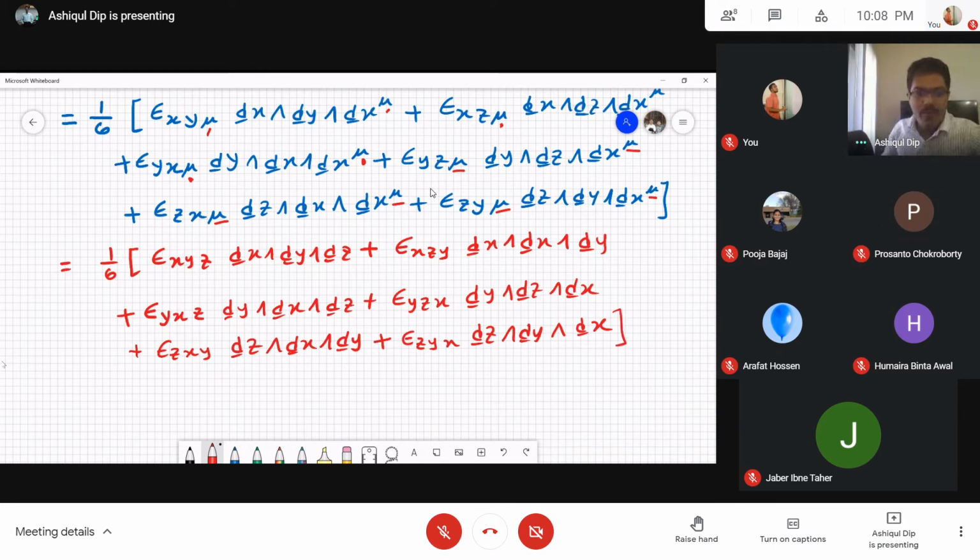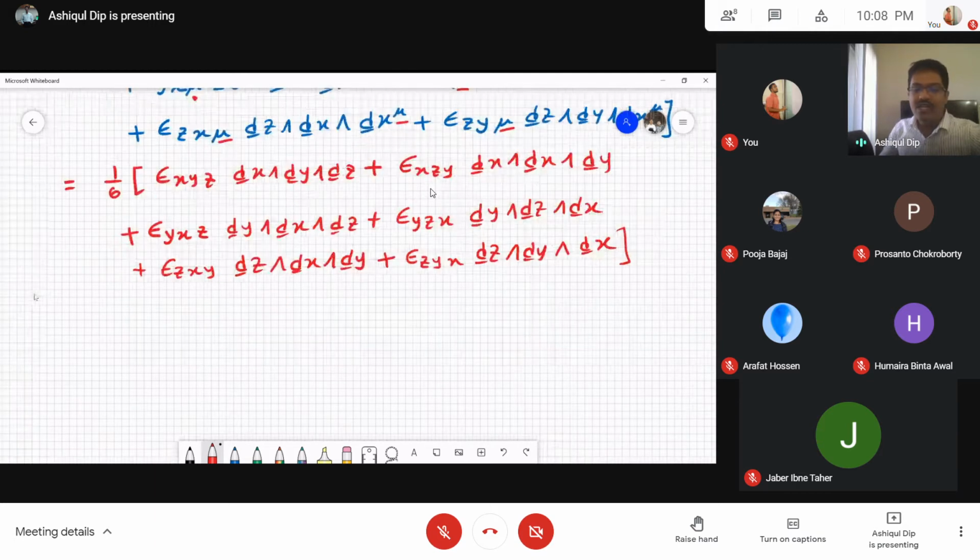Now it will be helpful for the later cases. That's why I'm showing this trick at this stage. See one thing: you have the sequence here, x, y, z. Here epsilon x y z is +1, right? And then you have dx wedge dy wedge dz. I think I made a mistake over there. I should write dz over there.